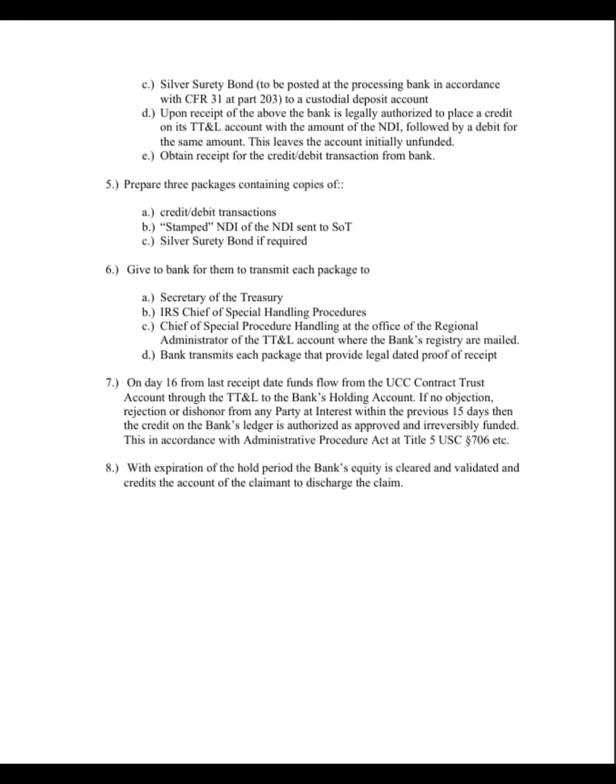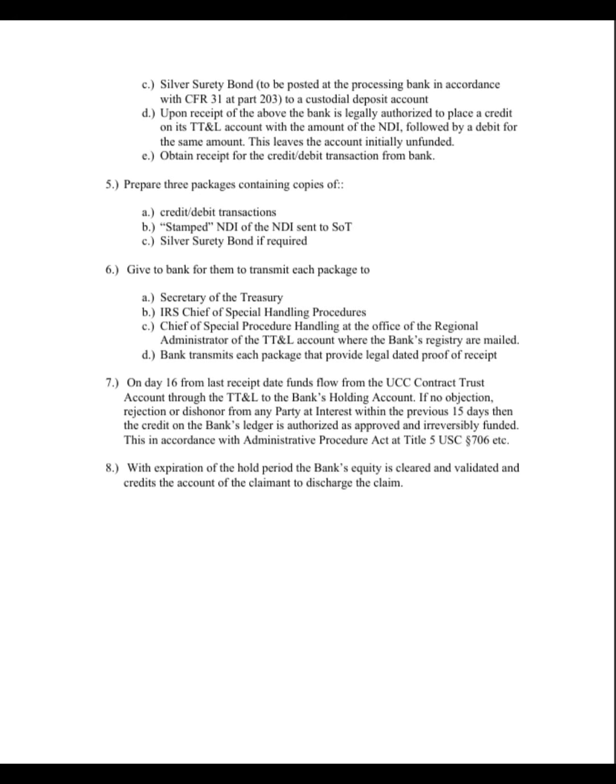This leaves the account initially unfunded. E. Obtain receipt for the credit debit transactions from the bank. 5. Prepare 3 packages containing copies of the credit debit transactions, B. Stamped copy of the NDI sent to the Secretary of Treasury, and C, silver surety bond is required. So six. And a silver surety bond is basically where you would create a bond backed by the metal. Okay. And you can find examples of that online as well.